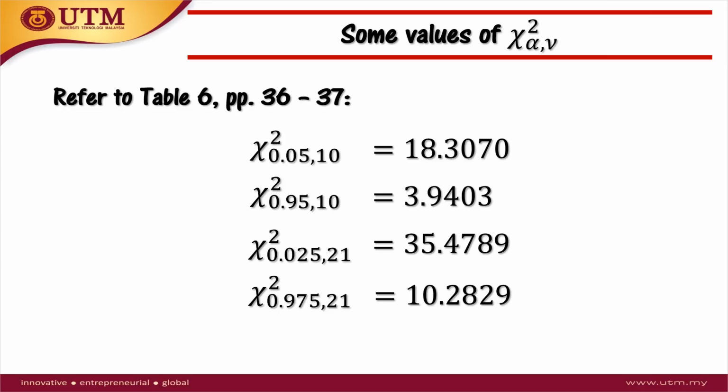Notice that for the same degrees of freedom nu, chi squared alpha nu is always larger than chi squared 1 minus alpha nu. That is to say, chi squared alpha nu is farther away from 0 as compared to chi squared 1 minus alpha nu, which is much closer to 0. For example, chi squared 0.05, 10 is larger than chi squared 0.95, 10. Here we consider alpha equals 0.05, so 0.95 is simply 1 minus 0.05.